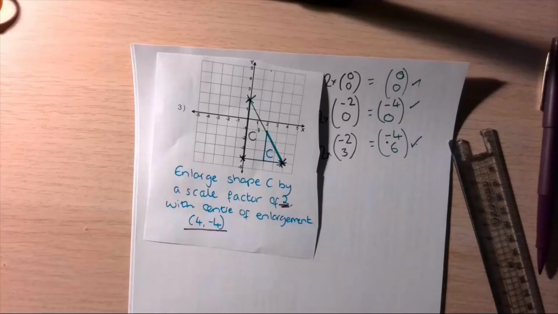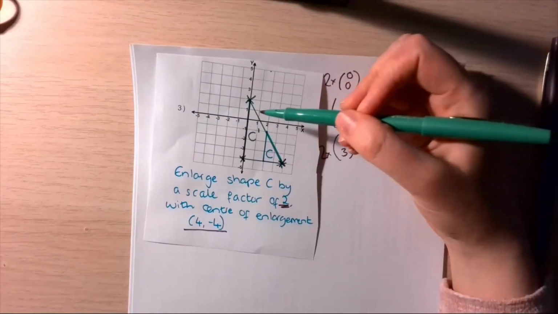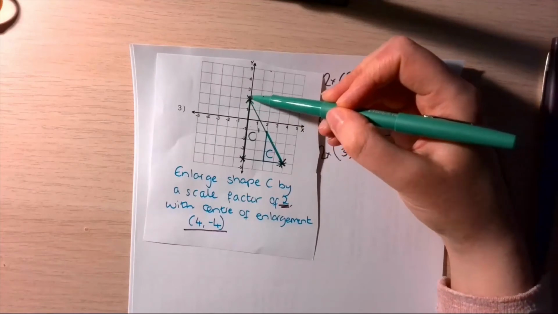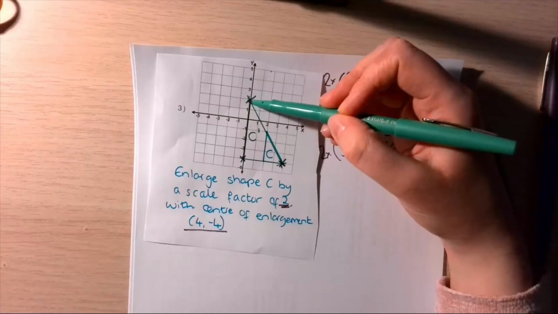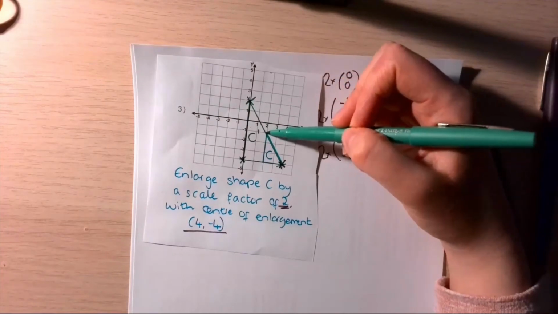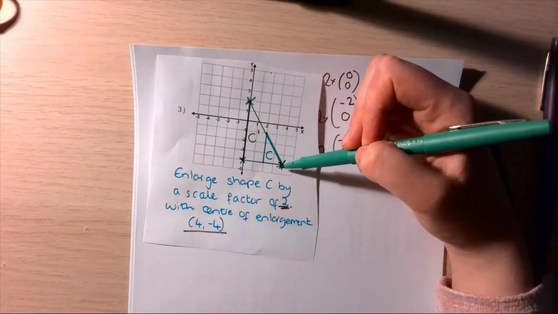I'd say to check this with the lines, but it's really unnecessary because the shape already goes through those points. If you can see, the line of the larger triangle already goes through this corner and the centre of enlargement, and the same here.